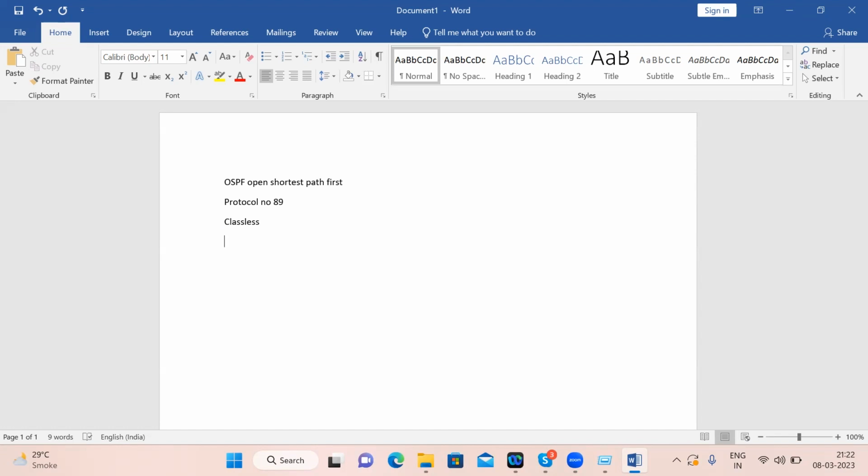Any idea about the administrative distance? 110, sir. Okay. Administrative distance for OSPF is 110. For EIGRP it is 90. For RIP it is 120, and for static it is 1. So in OSPF the administrative distance is 110.